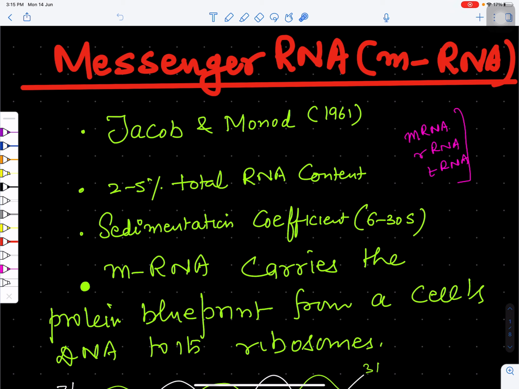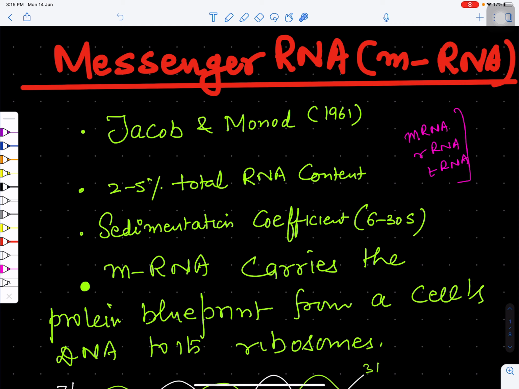When we centrifuge it, it can sediment at the base during centrifugation, and we can calculate its coefficient, that is called the sedimentation coefficient. The sedimentation coefficient of messenger RNA is 6 to 30S. As the name indicates, messenger means this will carry the messages. So this is called messenger RNA.